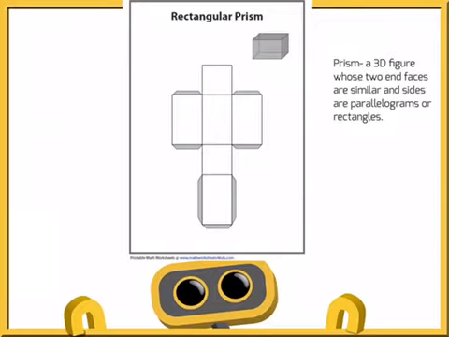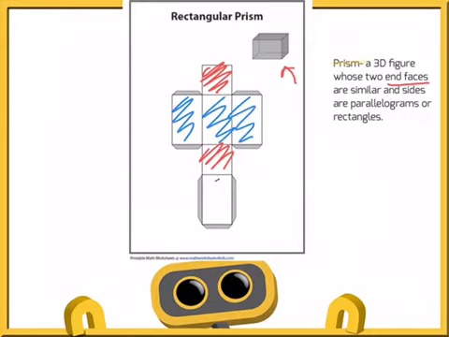So one of the words that I want to make sure that we define here is a prism. A prism is a 3D shape whose 2 end faces are similar, and the sides are parallelograms or rectangles. When we're talking about the end faces, it depends on the orientation of the prism. In this example, this rectangular prism, the end faces are going to be these 2 squares, because all of these rectangles are going to be the sides of those squares that connect when the net comes up to make that 3D shape.